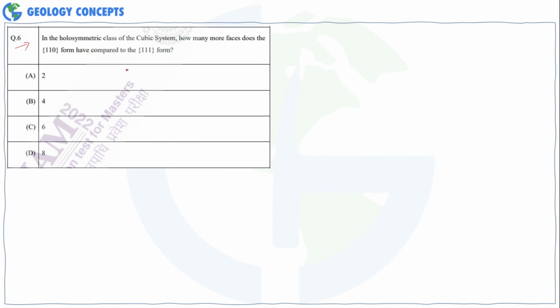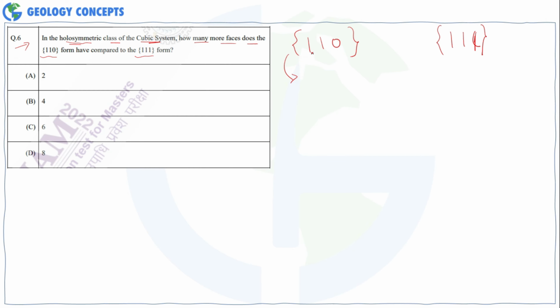Next is from crystallography. It says in the holosymmetric class of the cubic system, holosymmetric meaning the normal class which has the highest symmetry, how many more faces does the 110 family of planes have compared to the 111 family of planes? Now as it's a family of planes, because it is mentioned in the curly braces, I will have multiple planes in this particular family, and because it's a cubic or isometric system, I can have 12 such combinations of these intercepts.